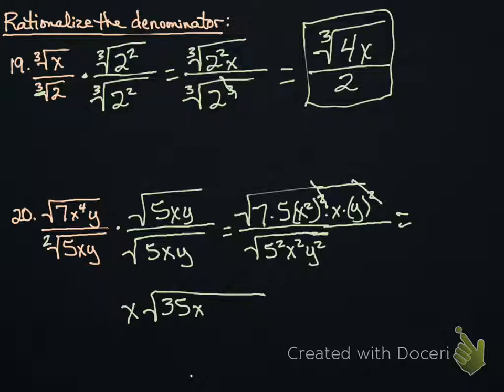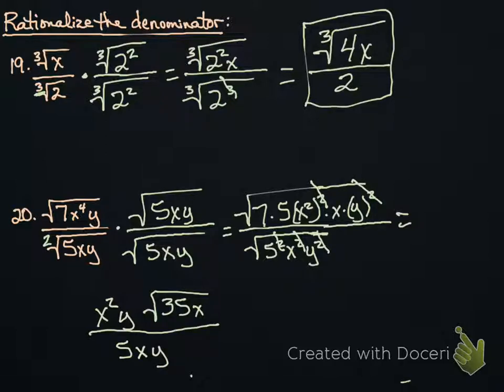Oh, that's supposed to be, hold on. Let me erase this. I need to back up a little bit. That's supposed to be x squared, not x, and then the y squared is y. Then we're going to divide that by, the squares and the radicals cancel each other out here, so I have 5xy.